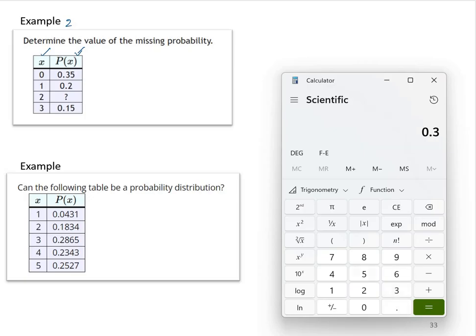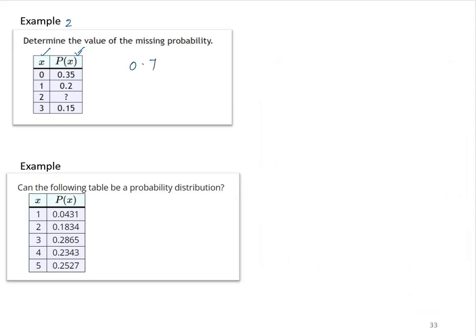So let us add 0.35 plus 0.2 plus, we don't know that value, so we can find it out. So the next one is 0.15. Okay, so it is 0.7. So the sum of the probabilities is always equal to 1. So this is the 0.7. So 0.7 plus something is equal to 1. So we know that something is nothing but 0.3, right? So 0.7 plus 0.3 is equal to 1. So this is the missing value, 0.3. Got it?